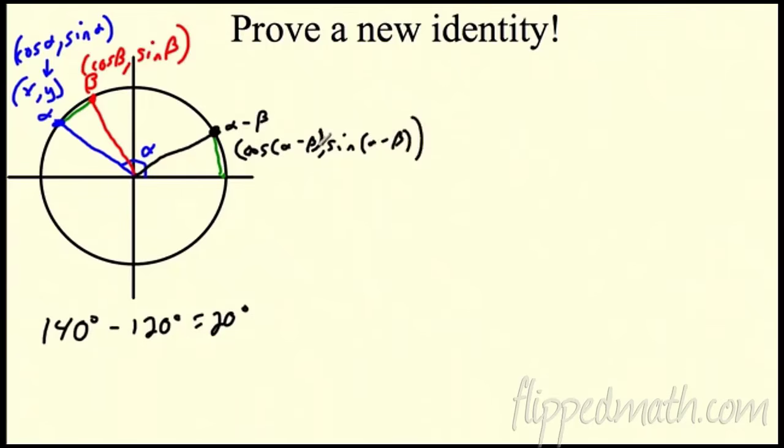We're trying to prove that this is the identity. What happens when I subtract them? So all we're going to do is show that this green line over here is congruent to this green line over here. So if we're going to do that, how are we going to show that? Well, we're going to use the distance formula. Remember the distance formula? Distance is just the Pythagorean theorem.